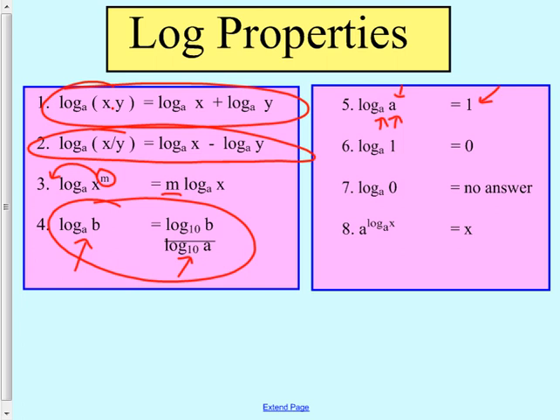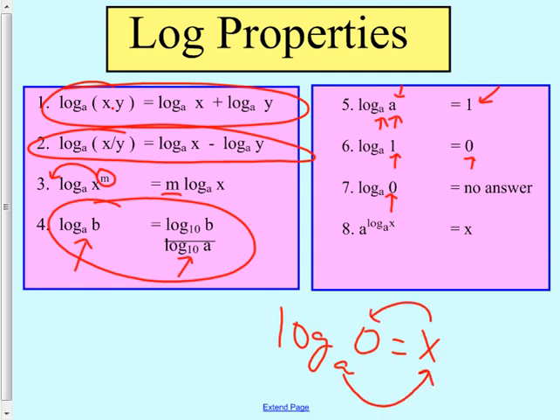If there's ever a 1 right here, the answer is 0. And if there's ever a 0 right here, this is a new one, by the way, then there's no answer. Now that makes sense if you think about it. Log base a of 0 equals x. I always can say equals x and then figure it out. That to the that equals that. A to the x equals 0.